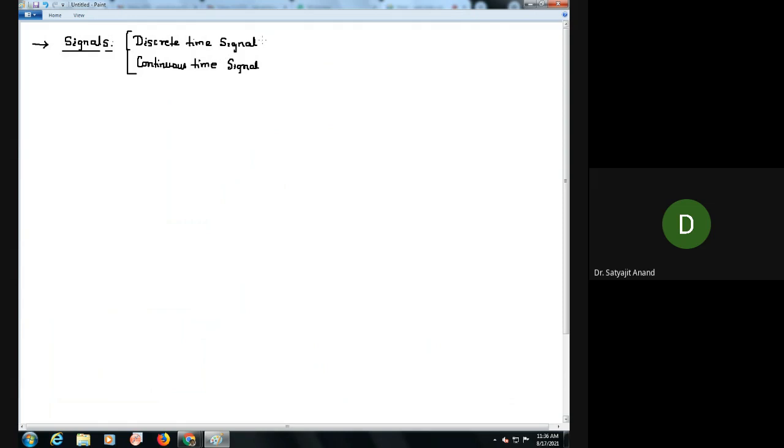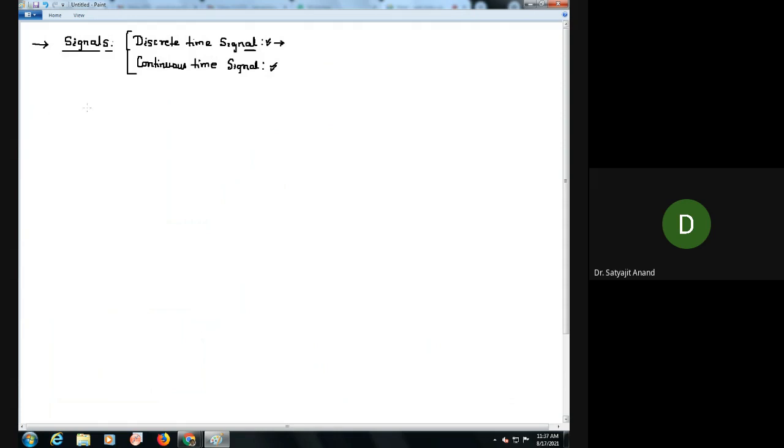And from the GATE examination point of view, both are very, very important. Even 80% of questions are from continuous time signal and 20% from discrete time signal. So that depends. If you are really preparing for the GATE examination, you have to focus on both. But in our syllabus, we have to focus on discrete time signal.